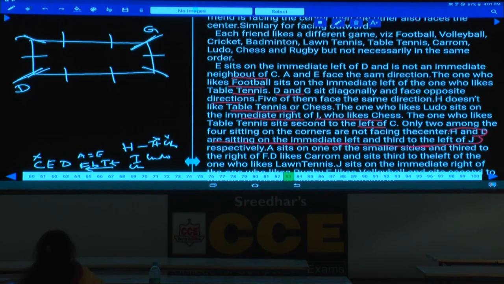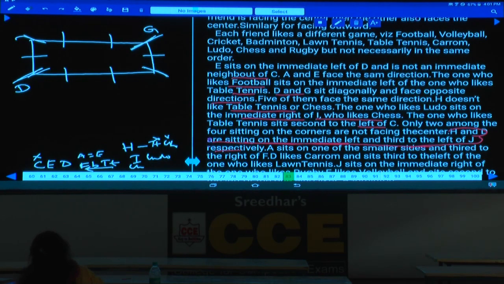H and D, we are talking about those two persons with respect to J. H and D are sitting on the immediate left and third to the left of J respectively. That means H is to the immediate left of J, and D is third to the left of J.